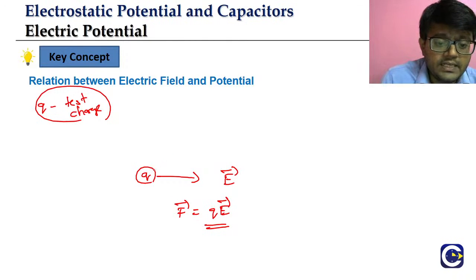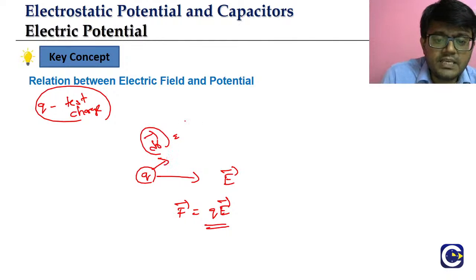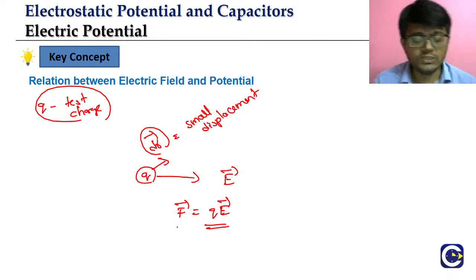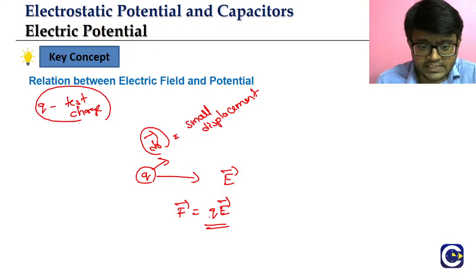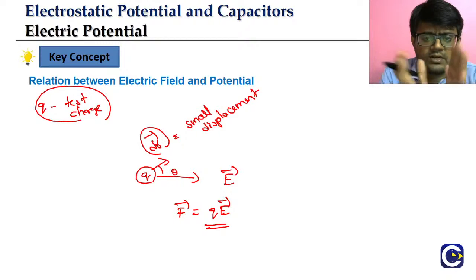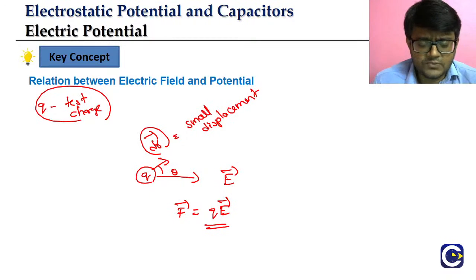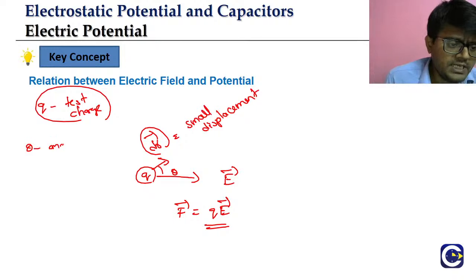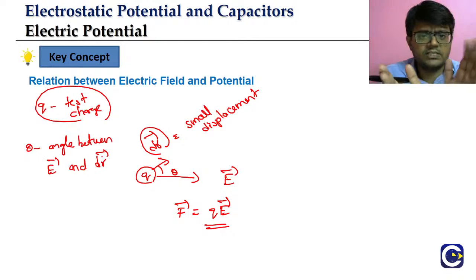Now we will give the particle some small displacement, dr bar. It is a very small displacement. It may be in the direction of the electric field or it may be in some other direction. So we are keeping it at some orientation. The angle between these two we are considering to be theta. So theta is the angle between E bar and dr bar, the angle between the two directions.